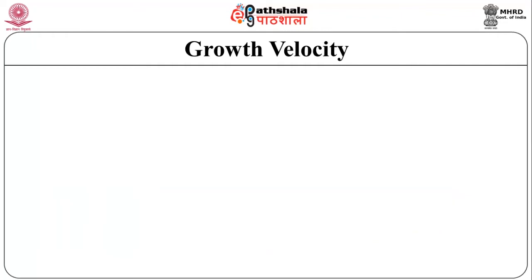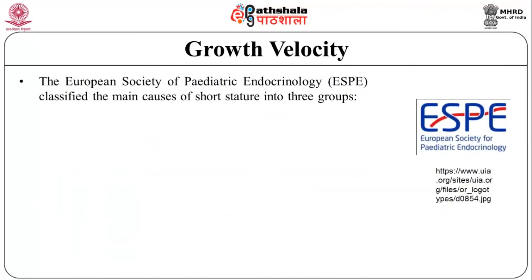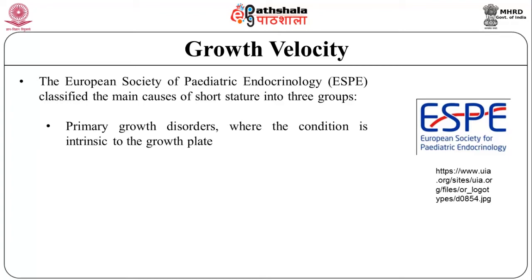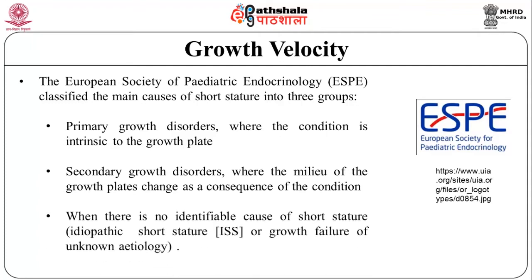age. The European Society of Pediatric Endocrinology (ESPE) classified the main cause of short stature into 3 groups: primary growth disorder, where the condition is intrinsic to the growth plates; secondary growth disorders, where the milieu of growth plate changes as a consequence of the conditions; and third, when there is no identifiable cause of short stature, idiopathic short stature (ISS) or growth failure of unknown etiology.